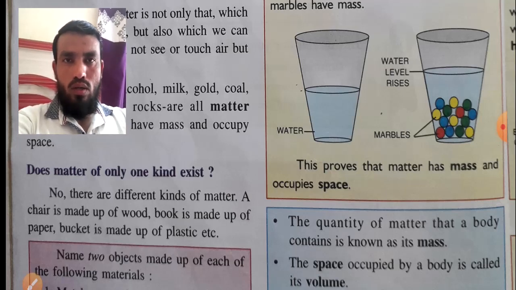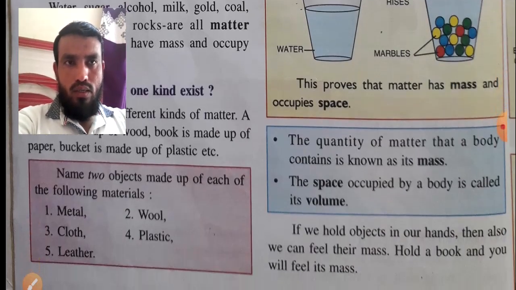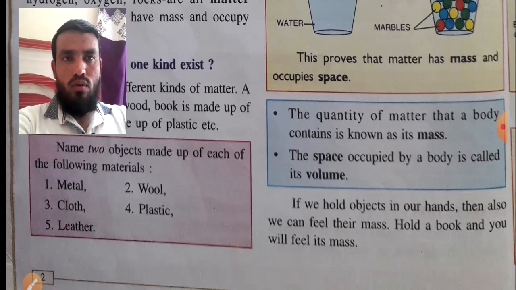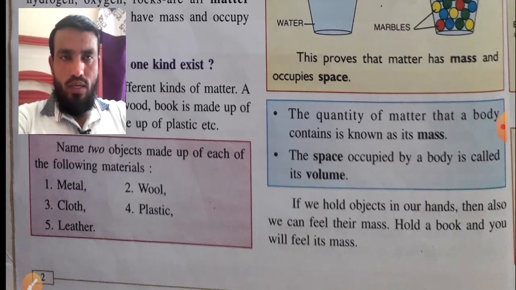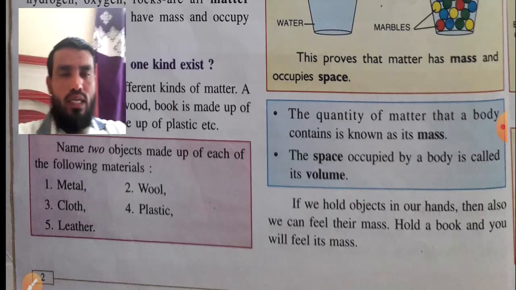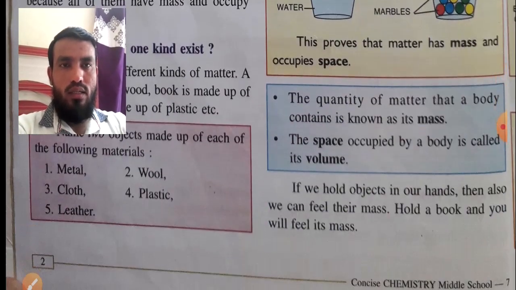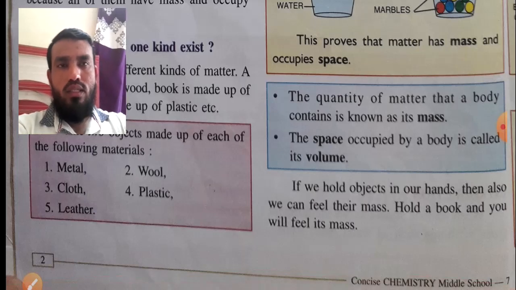So because of that matter, it happened. So this is suitable for our definition of what we have said: it has mass and occupies space, right? That is why the activities are given, so we can understand in detail. Now we will discuss several points.